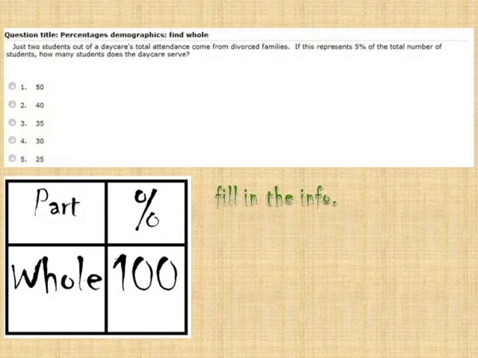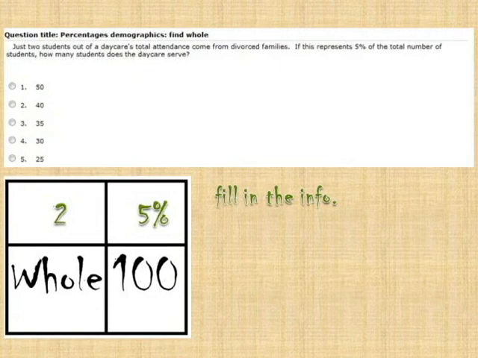The 2 is part. 2 students out of a daycare's total attendance are from divorced families. So I don't really know how many students does a daycare serve. In fact, that's what the question is. I want to know the whole number of students that the daycare serves. I only know 2 of the students, so that's a part. The 5%, since it's a percentage, goes in the percentage corner of the diagram.